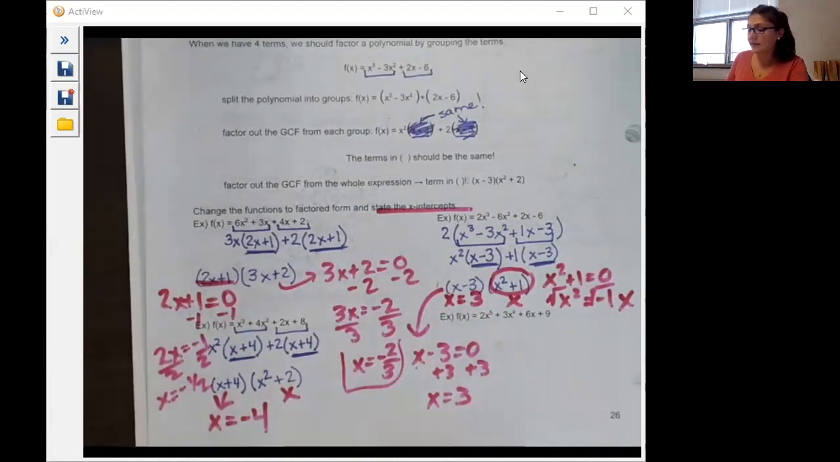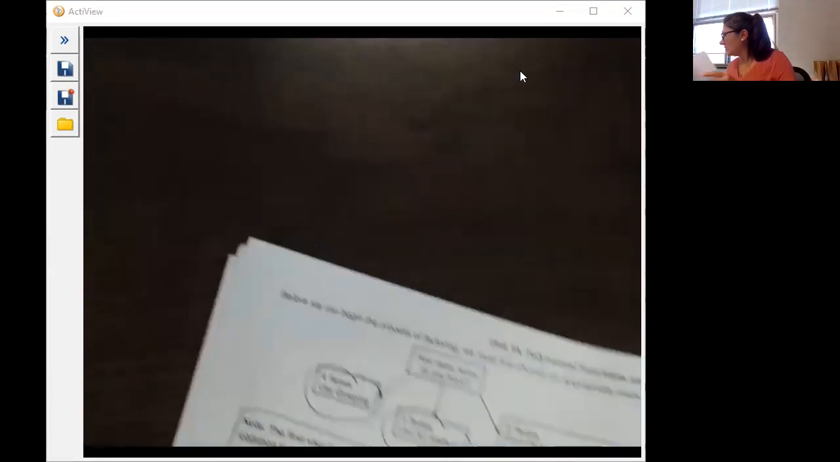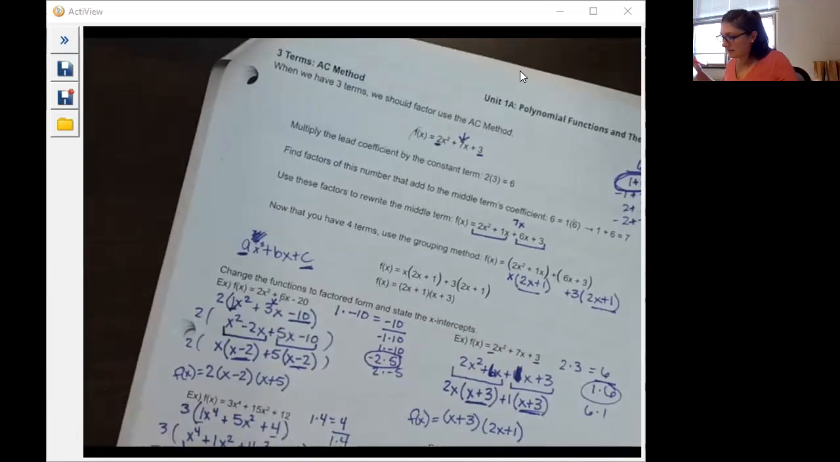I'm going to take a look at these for those other problems that you looked at factoring with the trinomials, with the 3 terms, where you use that AC method. Since the video was already kind of long, I thought we could go over that x-intercept part together. Any questions for me so far? Okay. So I'm going to take a look at the next page, page 27.